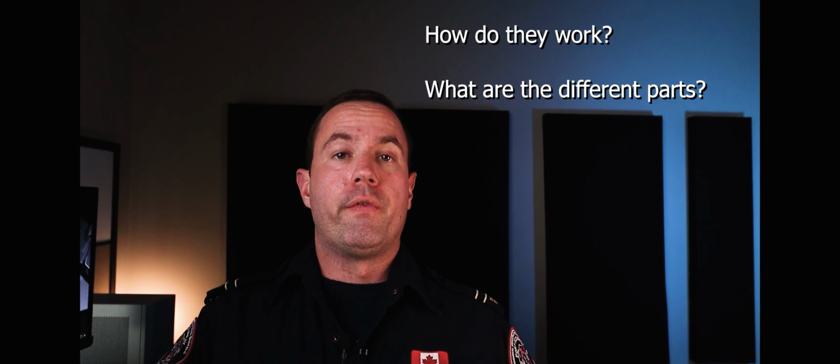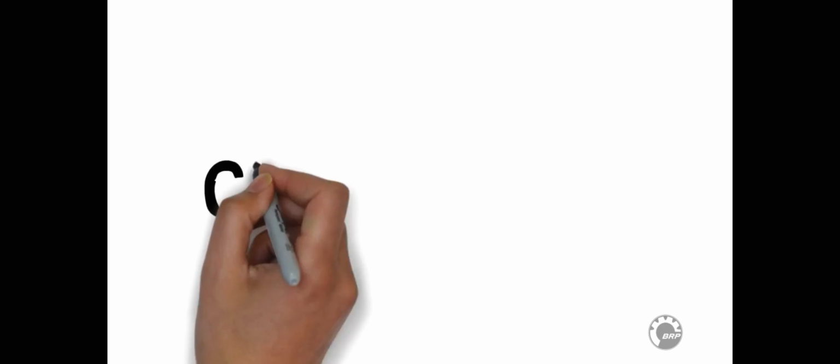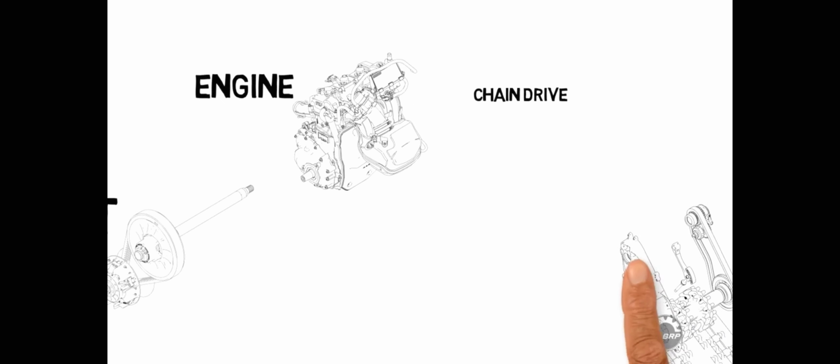So first things first, snowmobiles. What's a snowmobile? How does it work? And what are the different parts of it? Hopefully this video is going to answer some of those questions. Snowmobile driveline consists of four principal components: the engine, a continuously variable transmission, a secondary chain drive system, and the track and suspension.